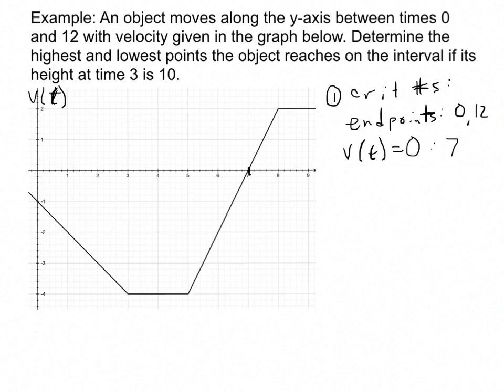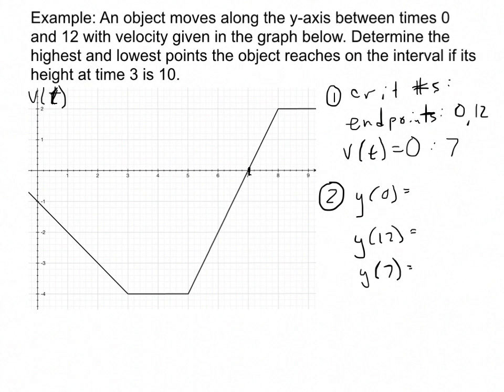So step 2 is where I say, what is y of 0, what is y of 12, and what is y of 7? What is the position at all 3 of these values? If I had a position function, I would just plug them in. Because I don't have a position function, I'm going to have to find out what those things are using my fundamental theorem of calculus. Note that the one piece of information they gave me was that the height at time 3 is 10. In other words, y of 3 was equal to 10.